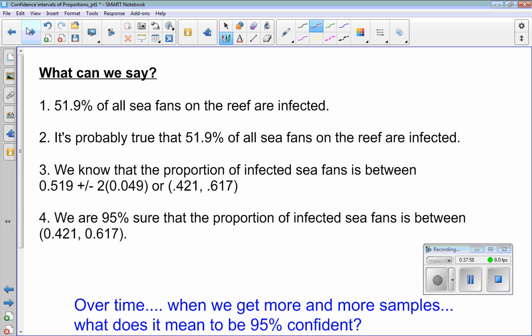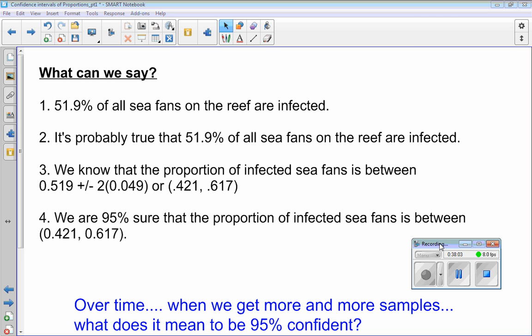All right, so let's make sure that we are interpreting correctly. Can we say, based on our confidence interval, that 51.9% of all C fans are infected? I cannot say that, because it's just our sample, right? So no, because that's p hat. That's our sample. We don't know p. We've estimated p. We know it's somewhere between this and this. We can't ever find the actual. We're just going to estimate it.